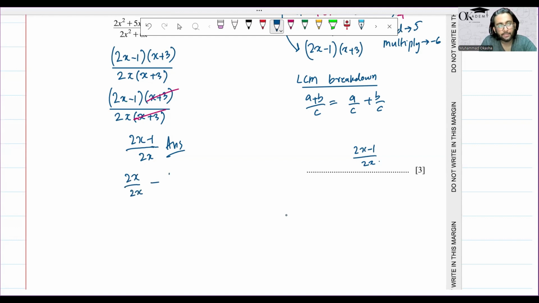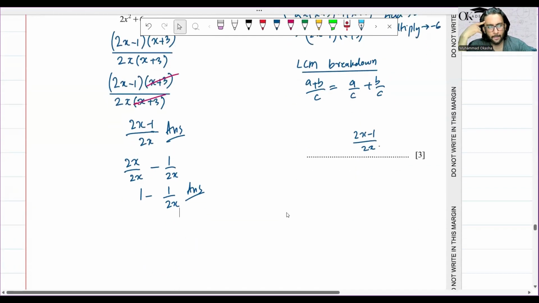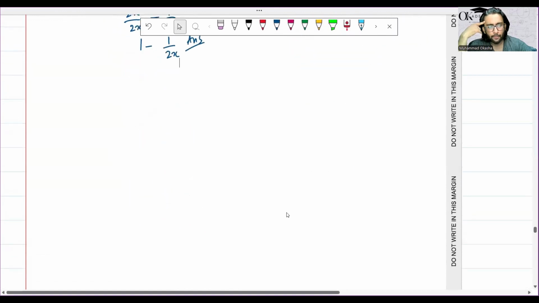2x divided by 2x minus 1 divided by 2x. So 2x, if I cancel out, I'm going to get 1 over 2x. This could also be the answer. Just saying, you should know the LCM breakdown. It's a good thing to know. Helps. Right, so we're done with 24.